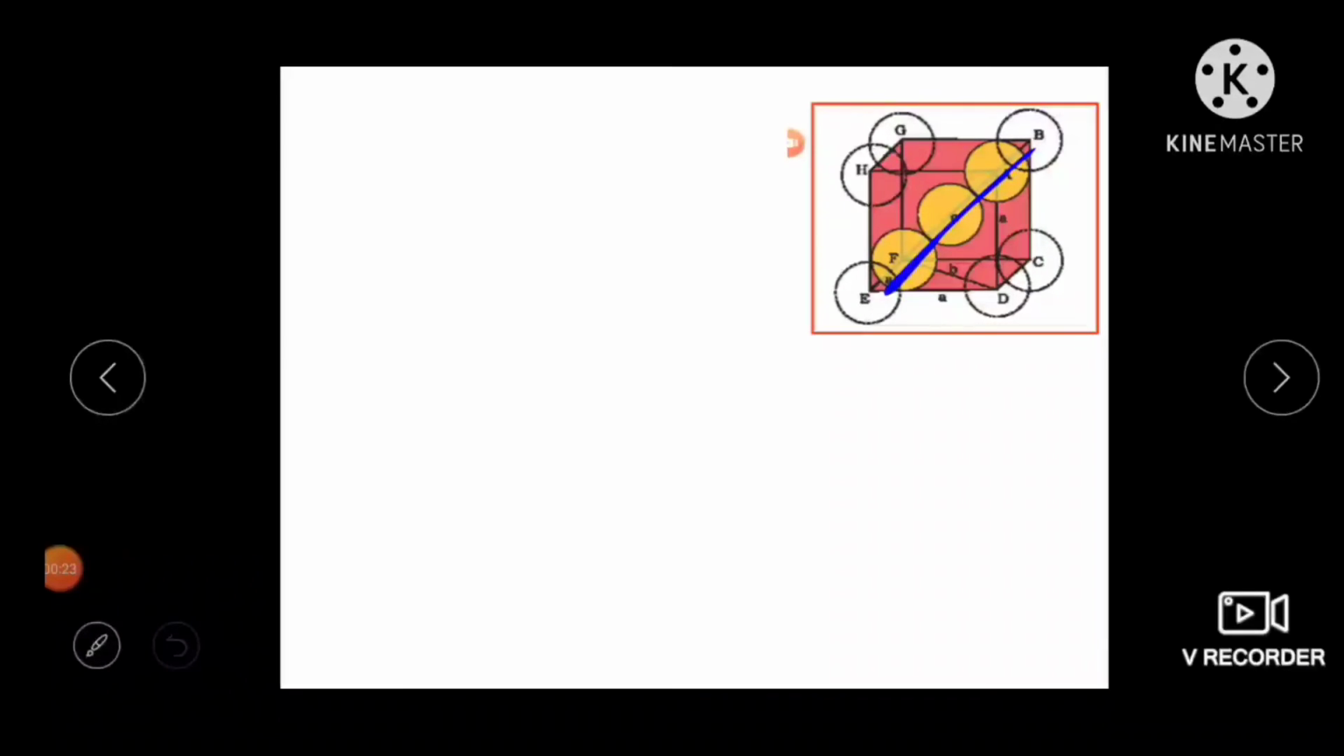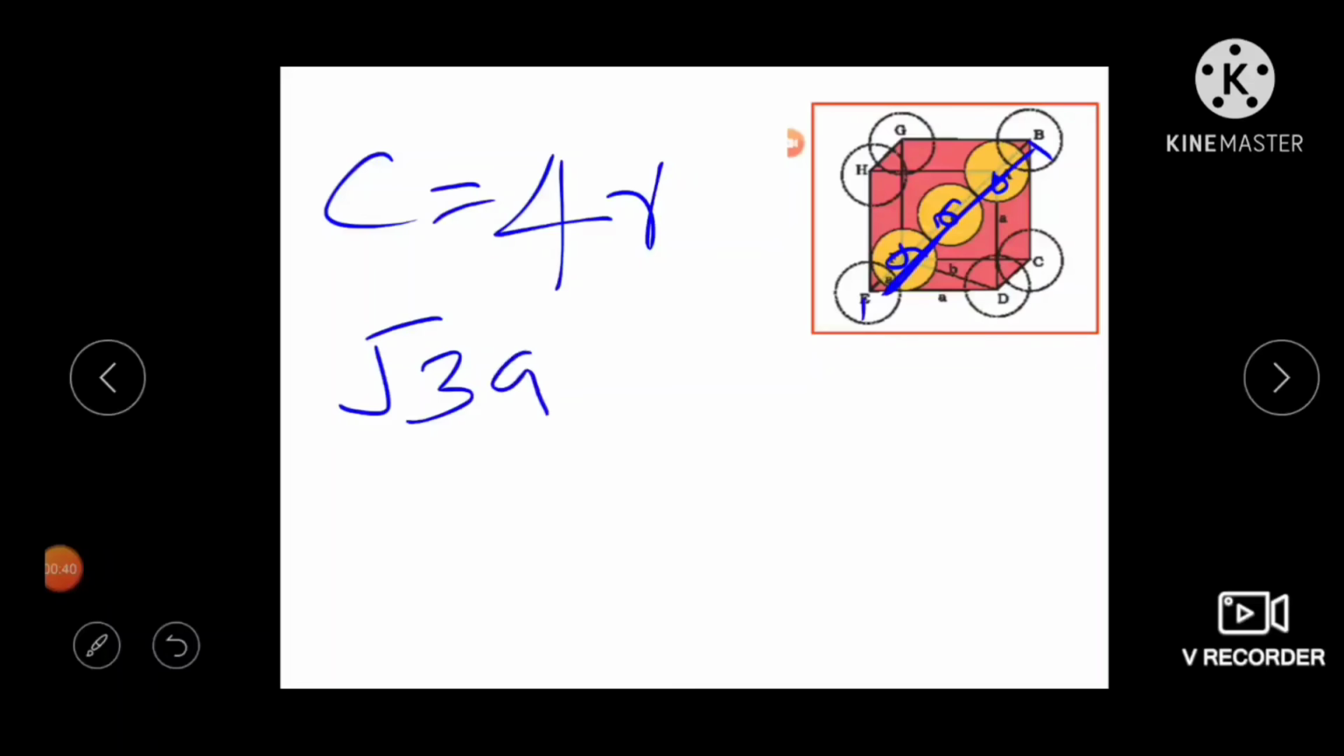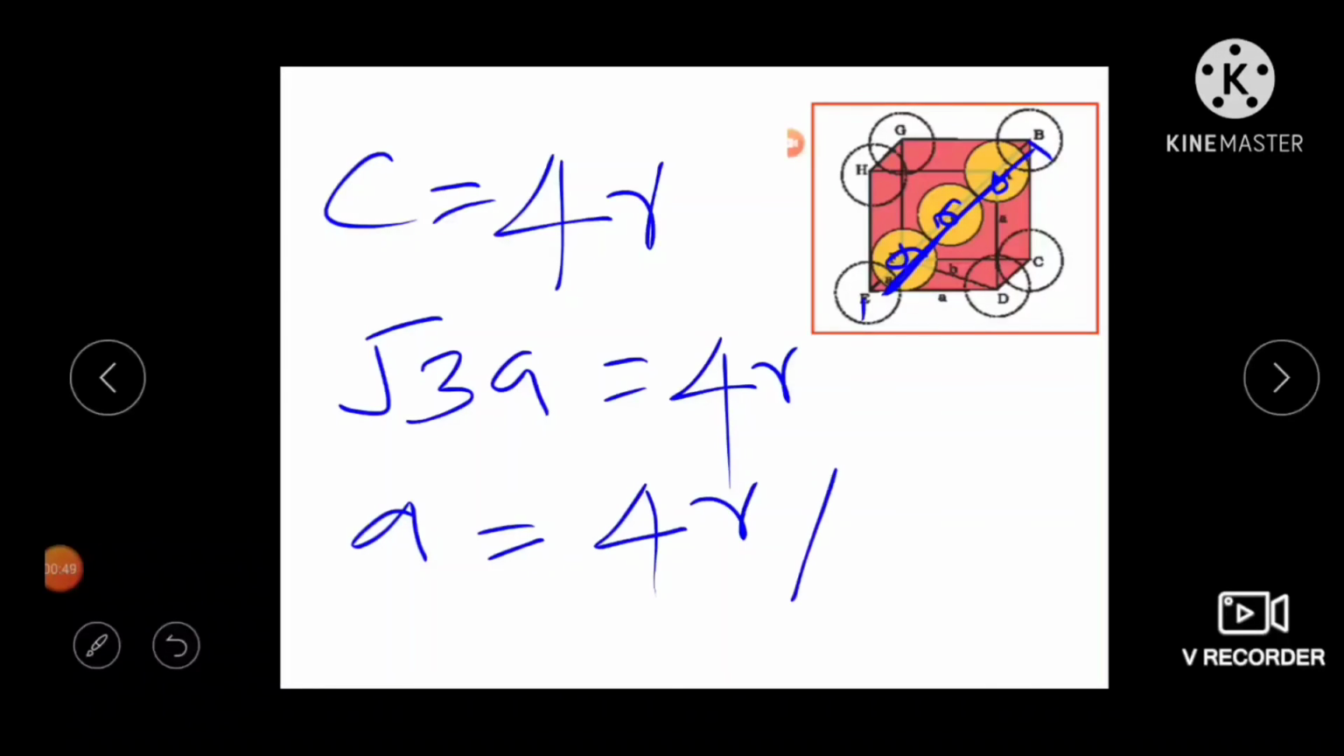We know that the sphere at the center touches the sphere at corners. Therefore, the body diagonal c equals 4r. That is root 3 a equals 4r. So a equals 4r by root 3.